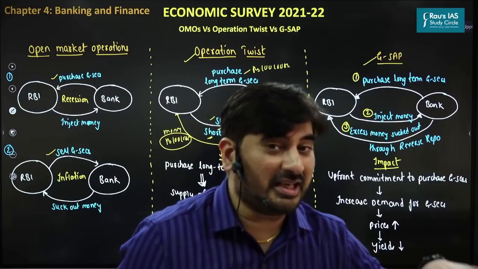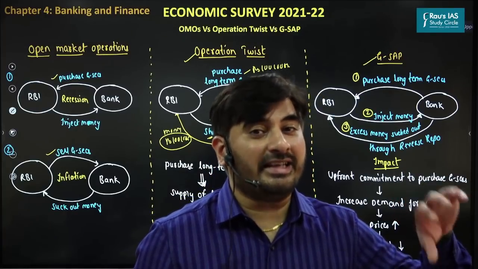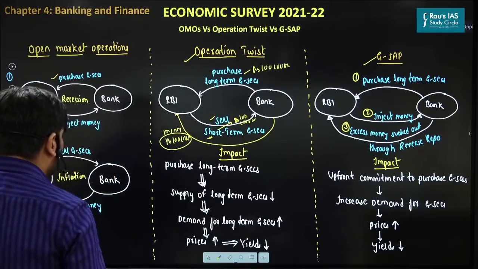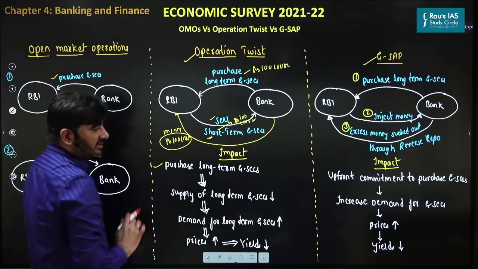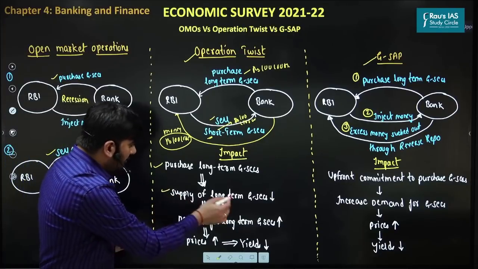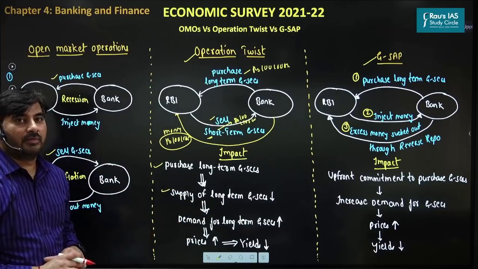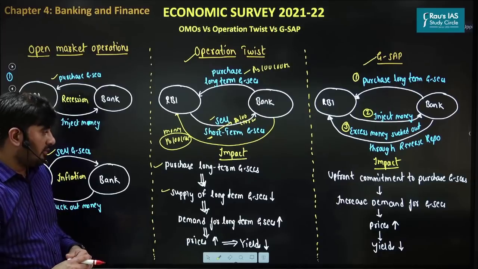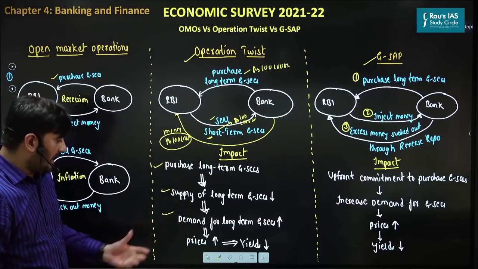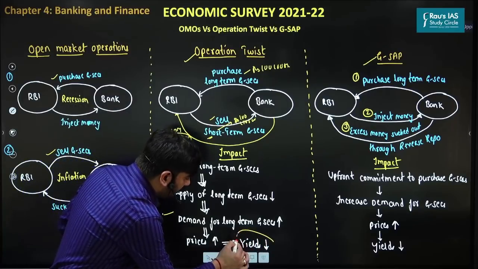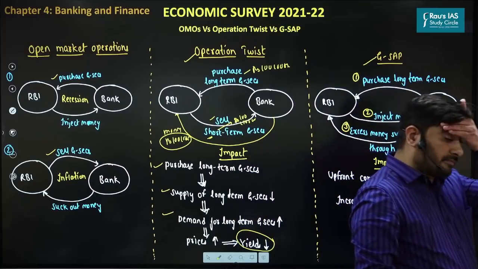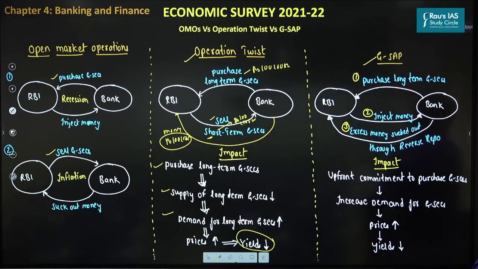But what is changing is the yield rates on the long-term government securities. How? Here, RBI is purchasing long-term government securities. As RBI purchases long-term government securities, supply of the long-term government securities is going to come down. As the supply comes down, the demand for long-term government securities increases, and hence the yield rates on the long-term government securities will reduce. So that is Operation Twist.